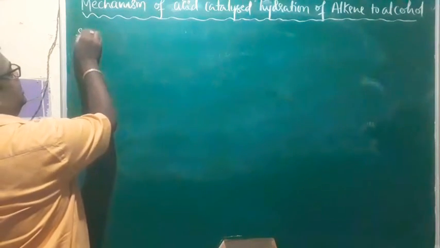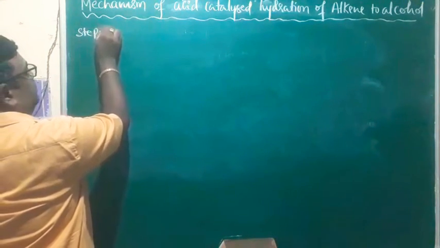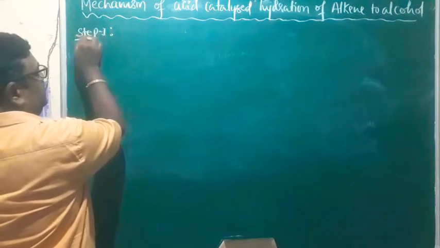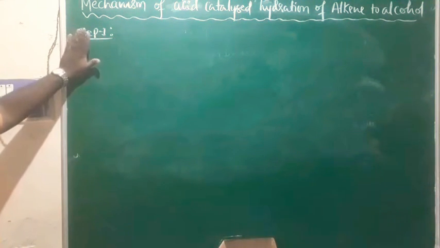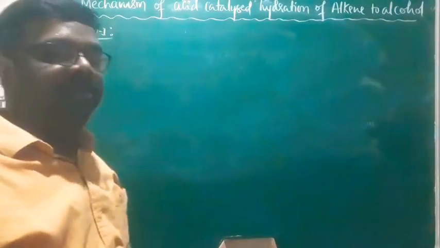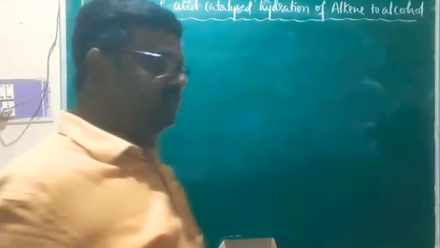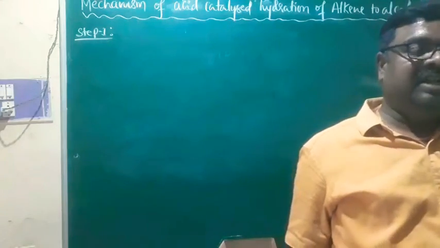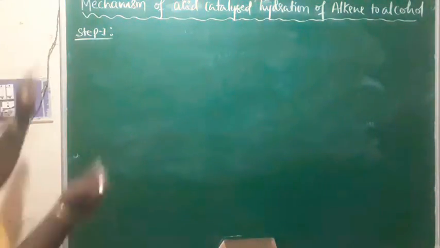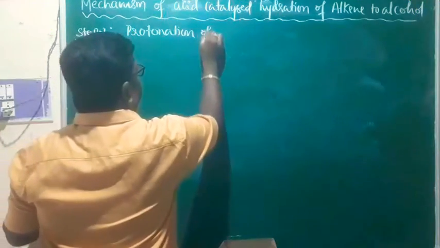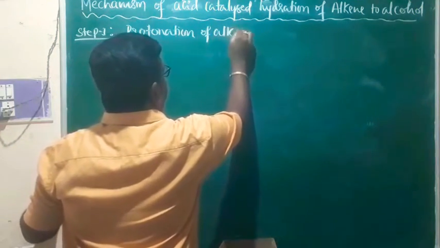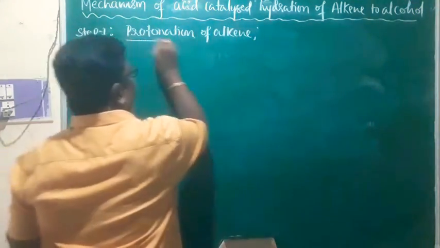As far as step 1 is concerned, mechanisms are the detailed description of a chemical reaction. It gives all the information about the different steps involved in a chemical reaction, the type of reagents involved, and the type of intermediate formed during a chemical reaction. In this particular mechanism, the first step is protonation of alkene. That is protonation of alkene.